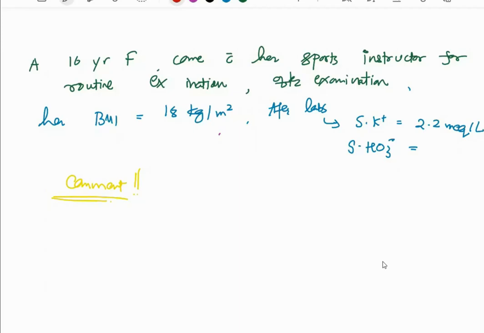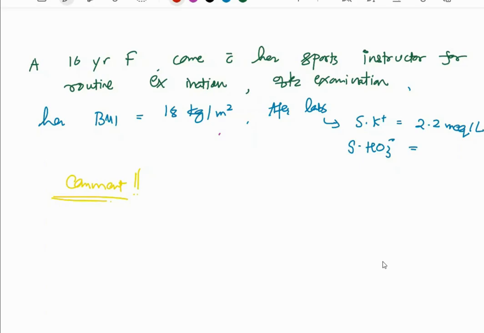I'm a last year medical student, and today we'll be discussing the differential diagnosis of hypokalemia and metabolic alkalosis. We will study this differential diagnosis using a clinical vignette.